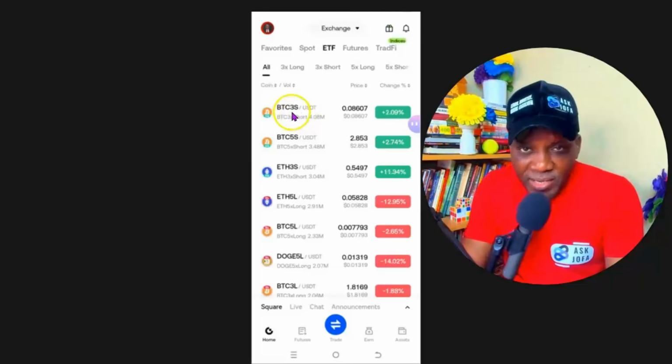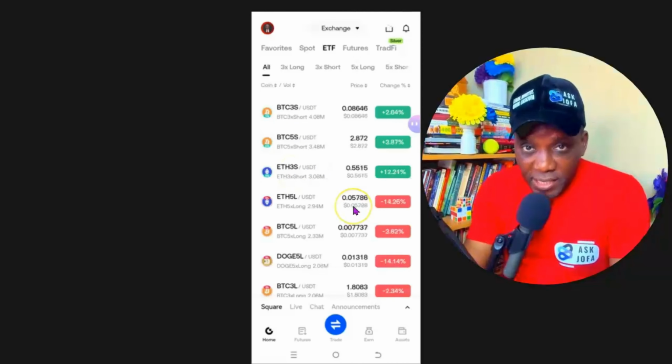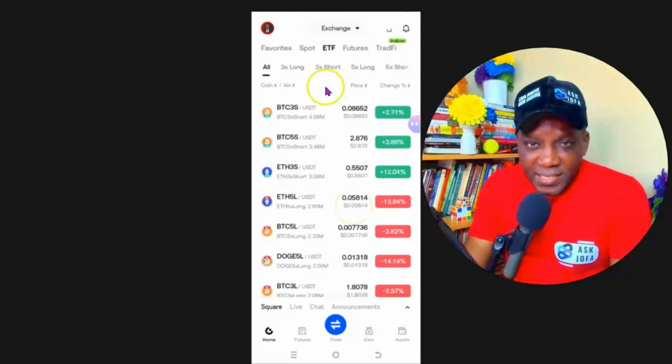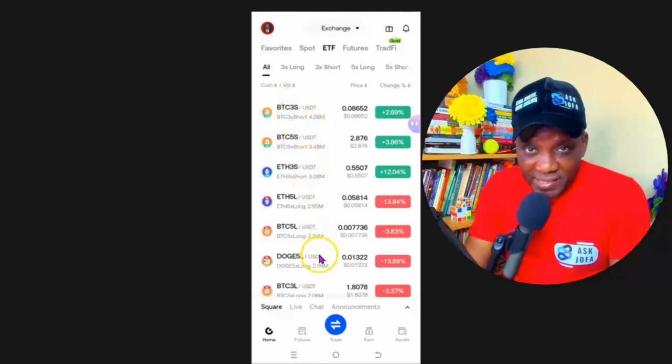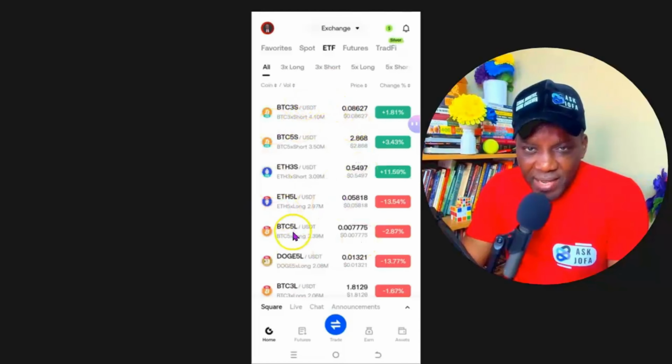In terms of Bitcoin, they track the same Bitcoin. In terms of Ethereum, they track the same Ethereum percentage price movement. The important rule is this: these leverage tokens follow percentage movements of the real token and not the price itself, and they work best when the market is trending. That is when the market is either going up or going down.